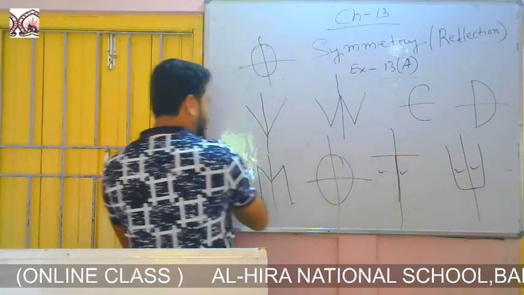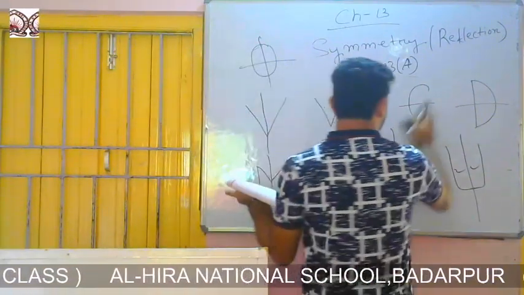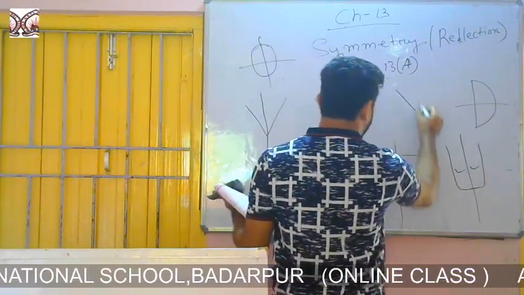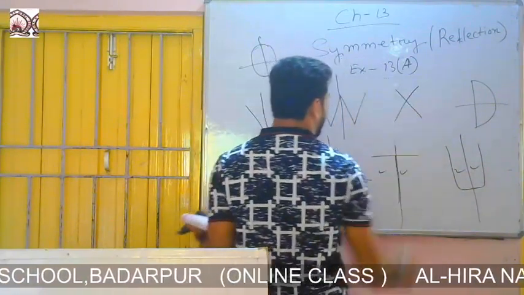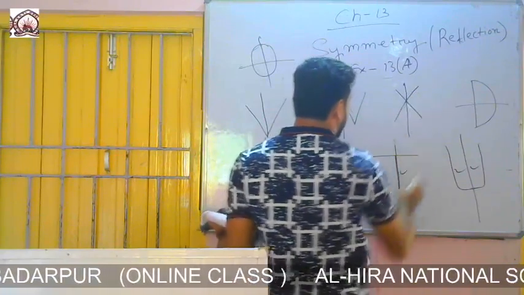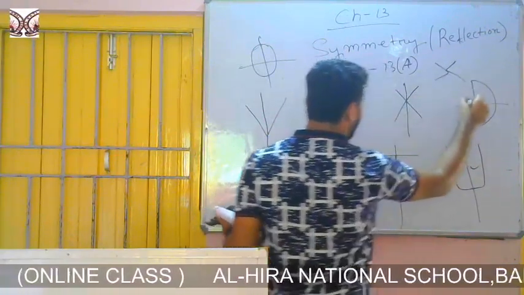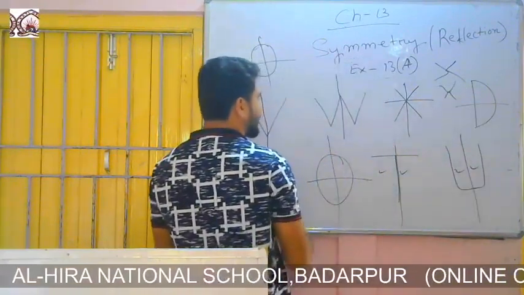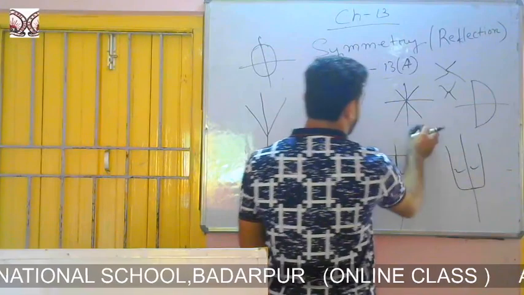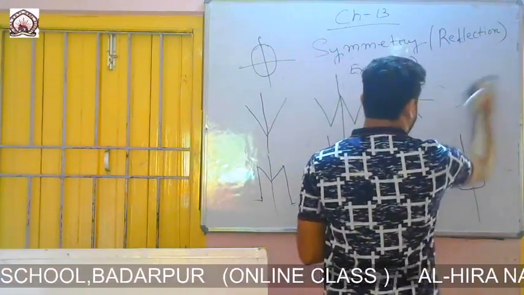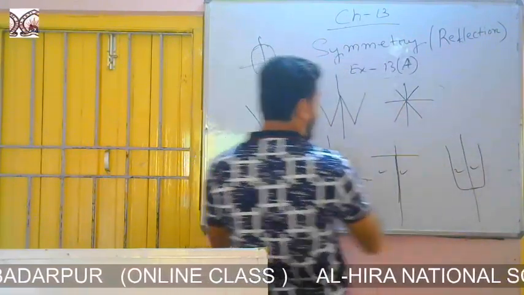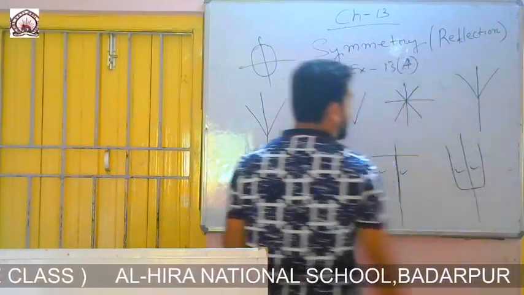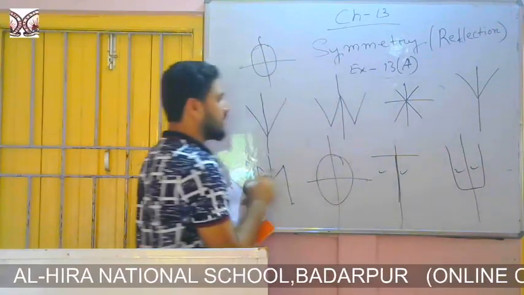Okay, then X. You see X I can divide vertically and horizontally. Vertically like this, then this portion and this portion will be equal, and horizontally then this portion and this portion will be equal. So I can divide like this. Okay, X. Now I come to Y. Also I can divide only vertically. I cannot divide it horizontally.